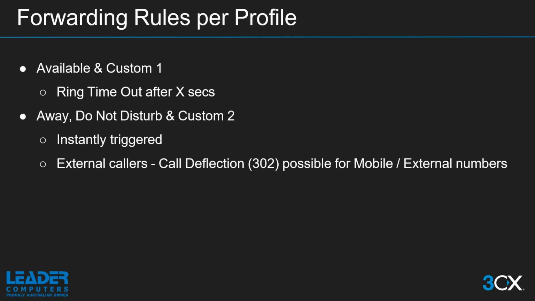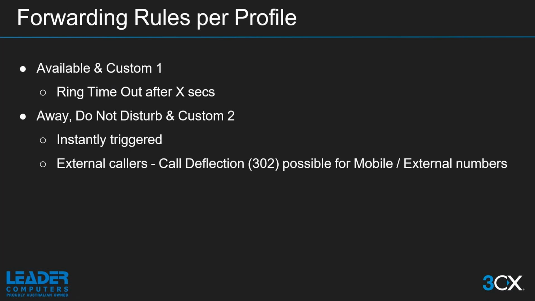And forwarding rules per profile are available. So basically, Available and Custom 1 follow the same set of rules, and Away, DND and Custom 2 follow a second set of rules. For Available and Custom 1, the option is to ring out after some time, and then it follows whatever it needs to do. For example, when I'm available, I want the call to ring me for 30 seconds. If I'm not answering the call for 30 seconds, then I want to route the call to end the call, or voicemail, or to a different extension and so on.